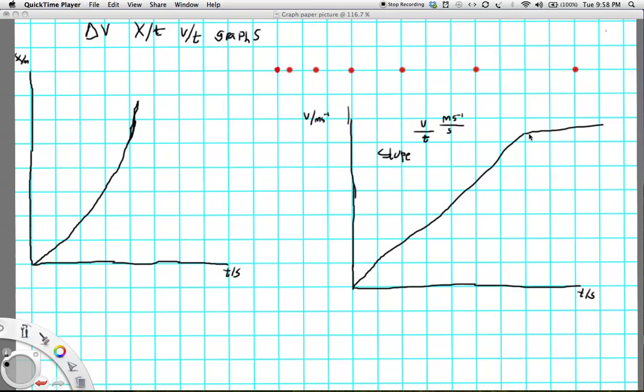It's just a slope, and the slope of this line is velocity divided by time, and the slope is meters per second divided by seconds. Meters per second divided by seconds is acceleration. So the slope of my line here is actually my acceleration.